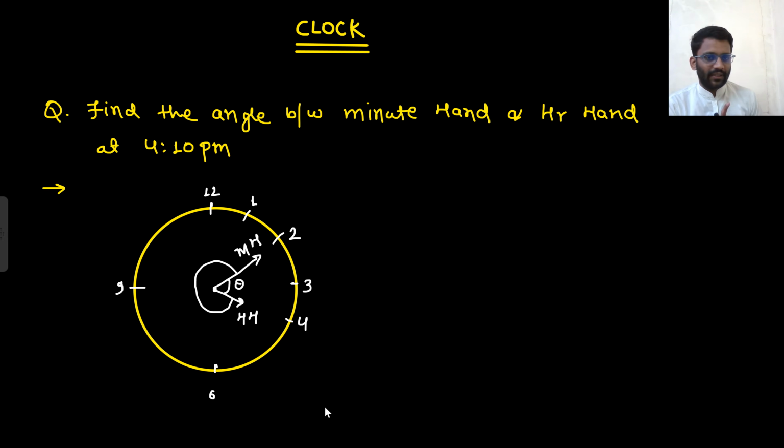You will have the options in aptitude. You will never see any NAT, so you will have the options. Depending on the options, you will get to know whether they are asking for an angle lesser than 180 or greater than 180. So we are finding this angle now.